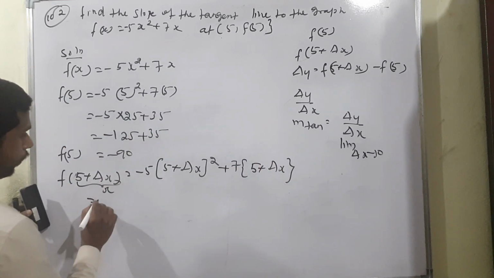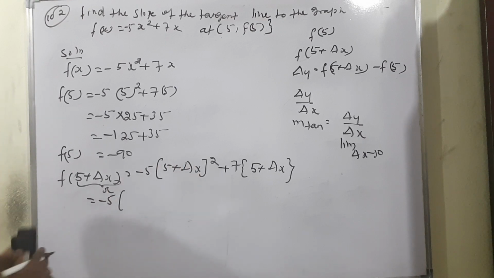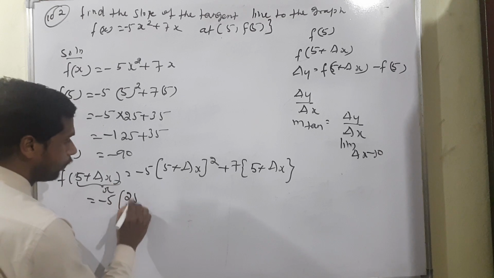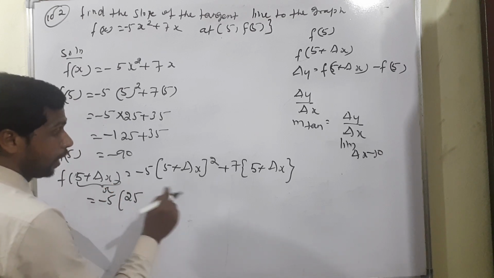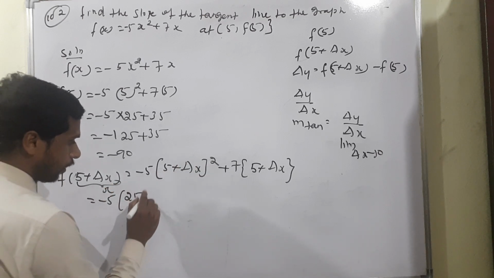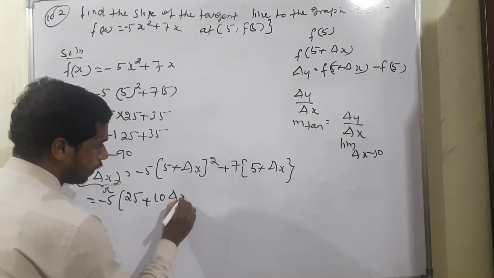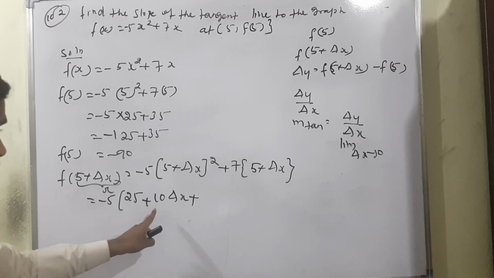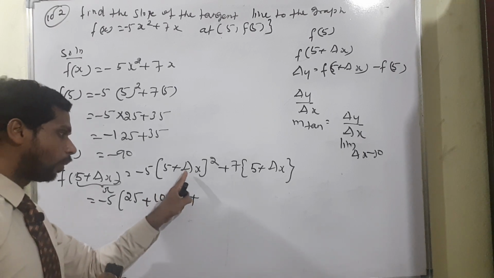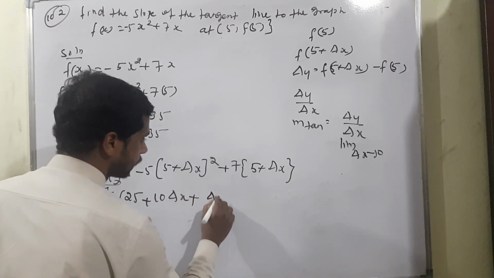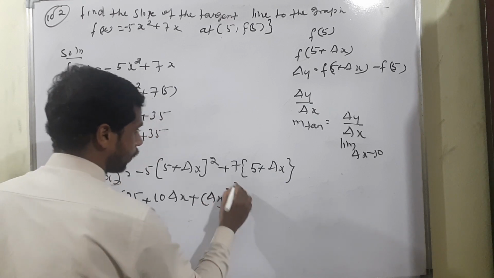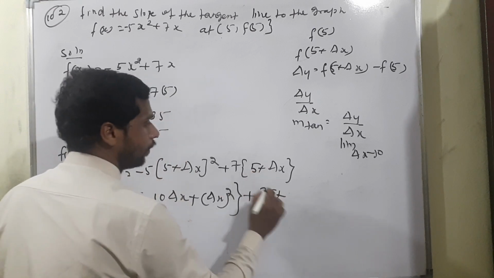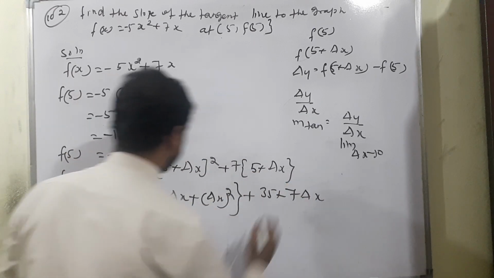So now apply minus 5 as it is, a plus b the whole square form, a square plus 2ab plus b square. First 5 square means value will be 25 plus 2ab means definitely 2 5s are 10. So we can write it 10 del x, then b square. So b square means only del x. So we can write it del x the whole square, the whole bracket. Next one 7 into 5, 35. 7 into del x means 7 into del x.